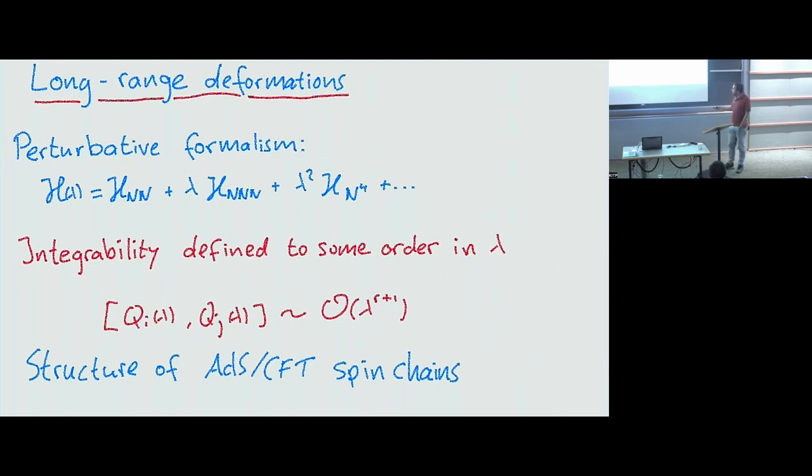So basically, we want our two charges Qi and Qj to commute to some order of lambda to the r+1. And this is exactly, as was mentioned yesterday, the structure that you find for spin chains in AdS/CFT, where if you increase the loop order, the interaction range of your Hamiltonian increases by 1.